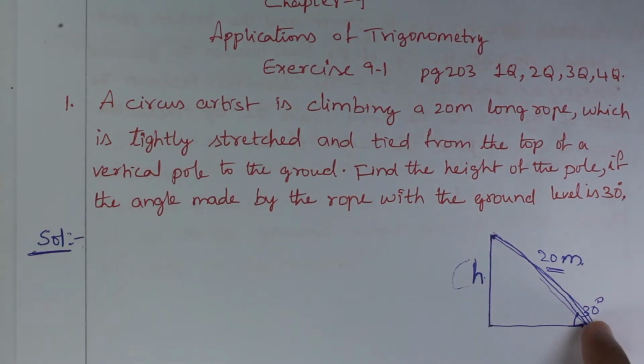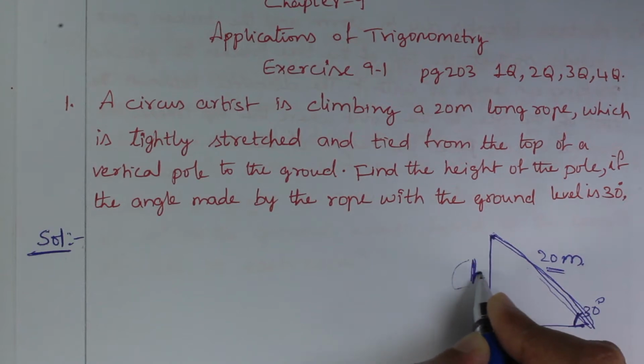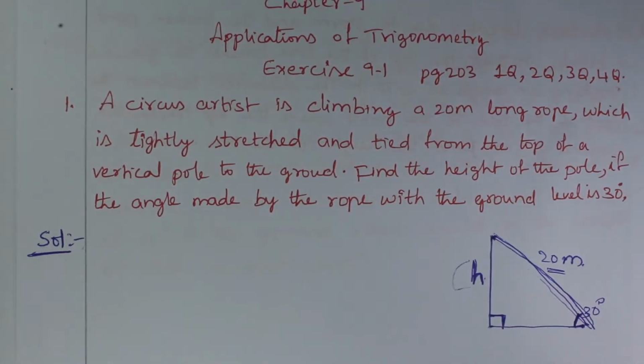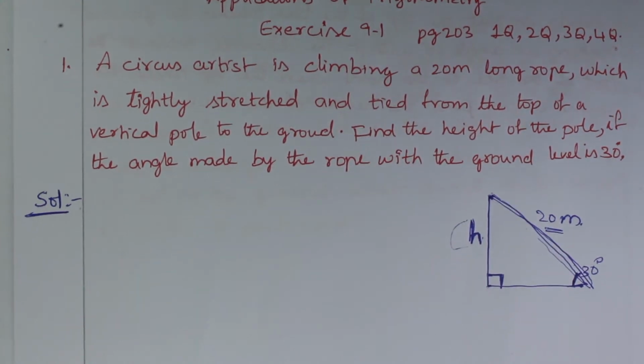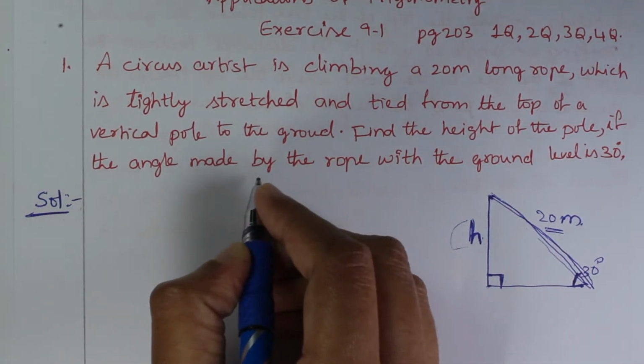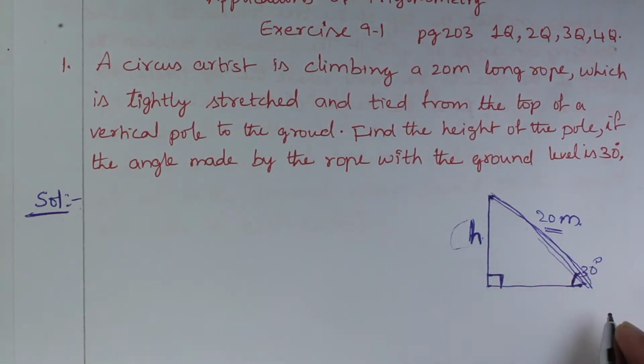Here we can see that this is a right angle triangle. This is the angle given, 30 degrees. We have to find out the opposite side to that angle. So whenever we are dealing with the opposite side and the hypotenuse, what is the ratio that we can use? It is sine 30, right? Sine of an angle is equal to opposite side divided by hypotenuse. So we are going to use the ratio sine.